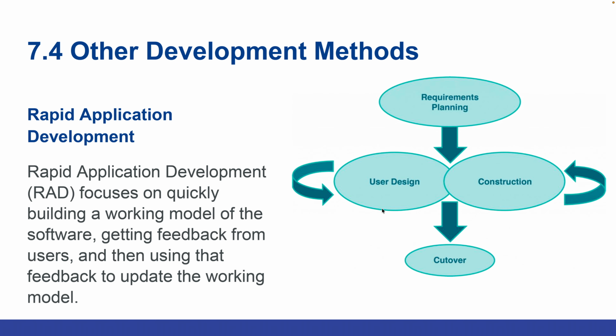Now in the current time, we have different ways of systems development. One of the common methods is the rapid application development, which focuses on quickly building a working model of the software, getting feedback from users, and then using that feedback to update the working model. So here we keep developing a minimum product cycle after cycle and keep introducing it to the user, and after receiving the feedback, you keep on updating and upgrading the design and the development.